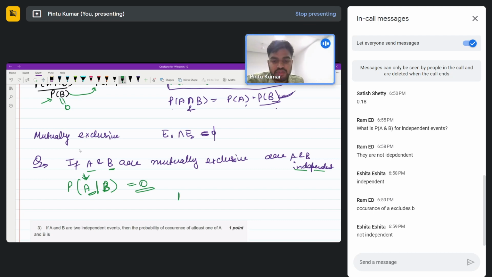You can see it otherwise also: the probability of A intersection B would be 0, because A1 intersection A2 is empty, and you want this equal to the probability of A into the probability of B. You can come up with an example where these two values are non-zero and the intersection probability is 0.